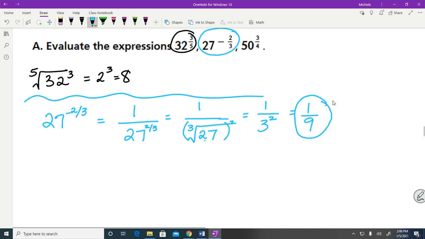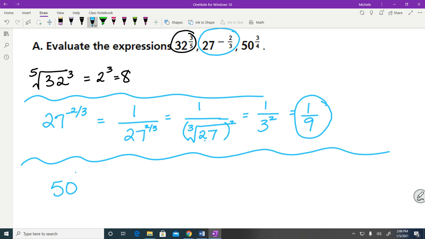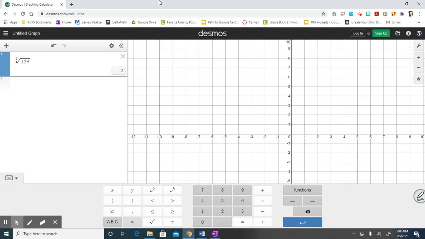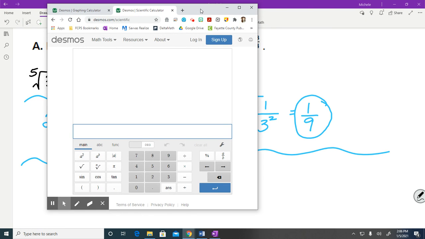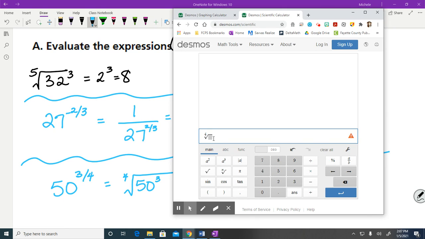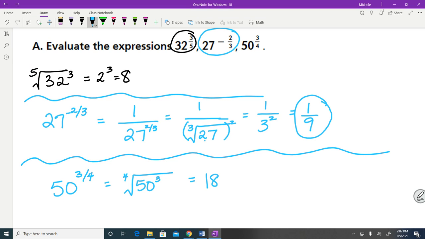And then 50 to the 3/4. Since I am allowed to use my calculator, I will if I need to. That means it's the 4th root of 50 cubed. So let me grab my Desmos calculator. The 4th root of 50 cubed. 18.80. Approximately.